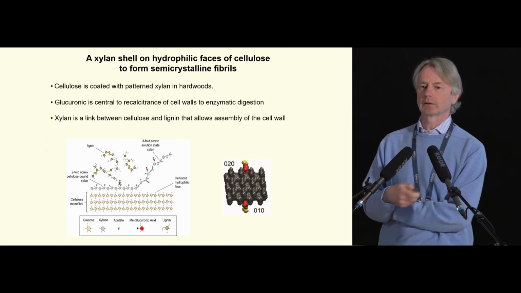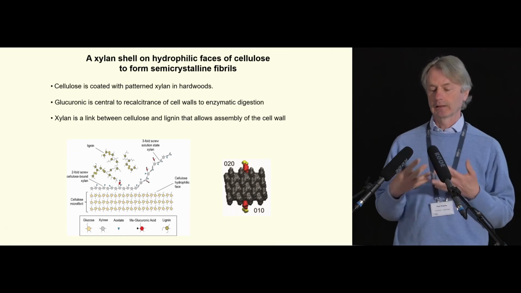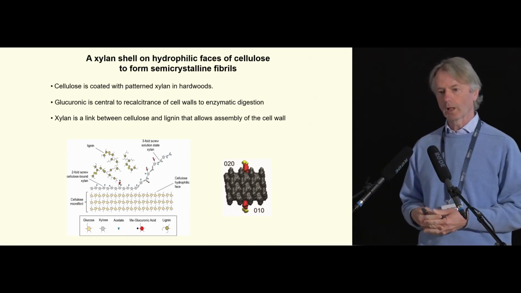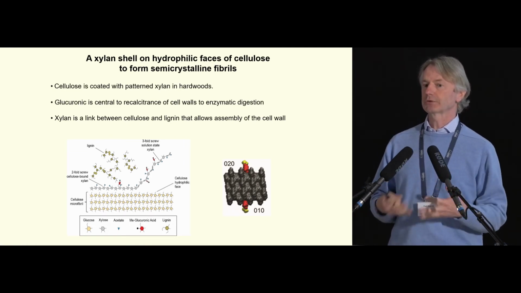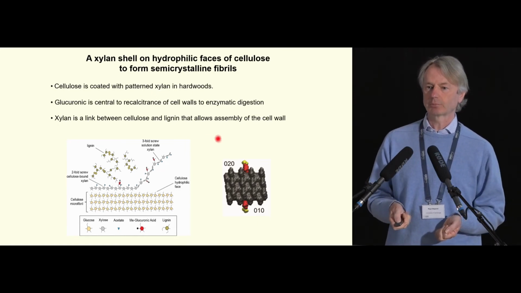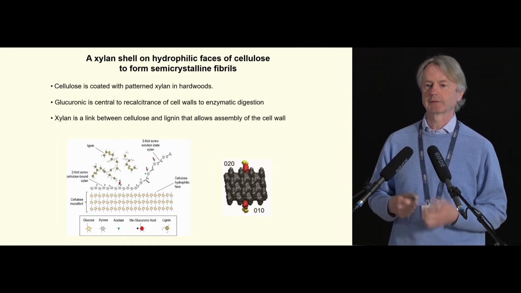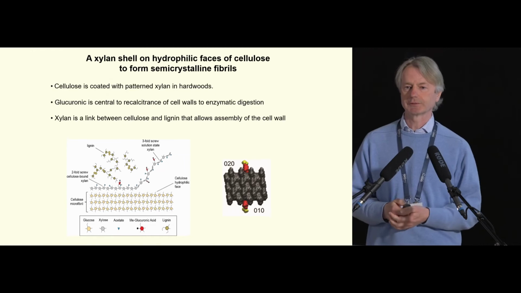Why do I say it's quite a lot? Because if you consider the ratio of xylan to cellulose in the cell wall, and the fact that most of that is two-fold screw xylan, and that requires cellulose, it means probably that much of the surface must be coated in a single layer of this xylan. That is our current hypothesis.